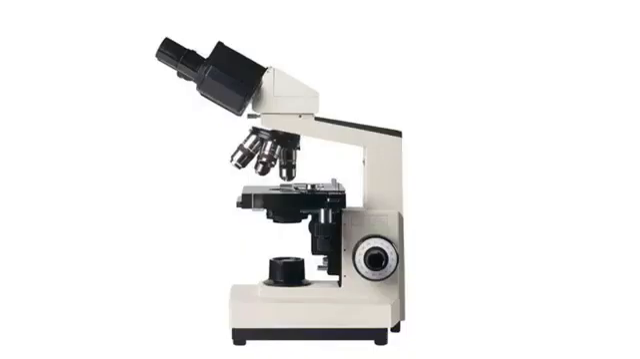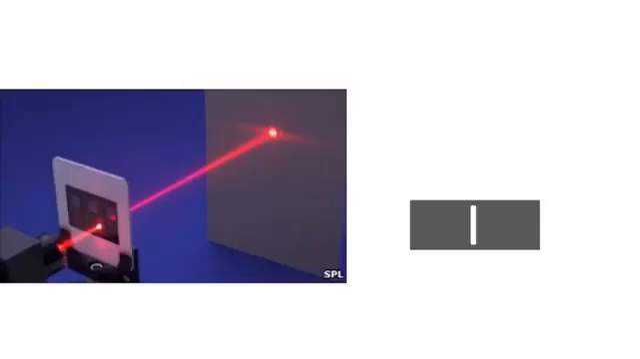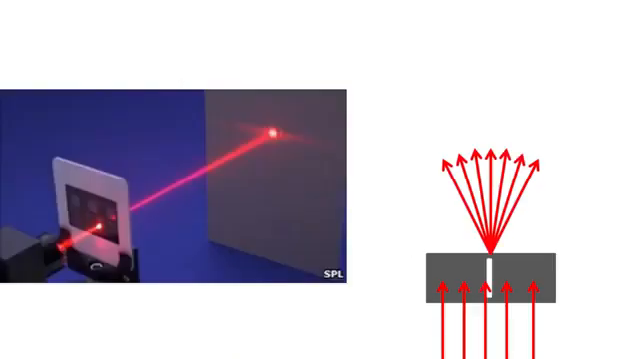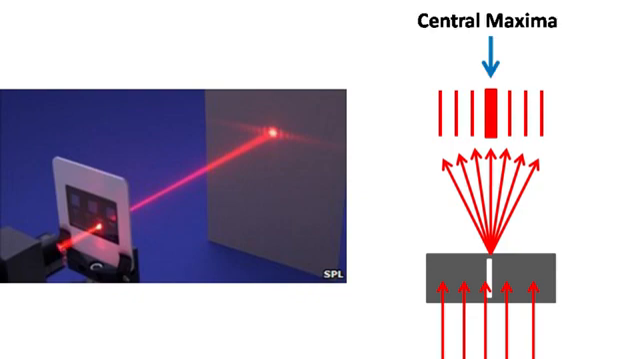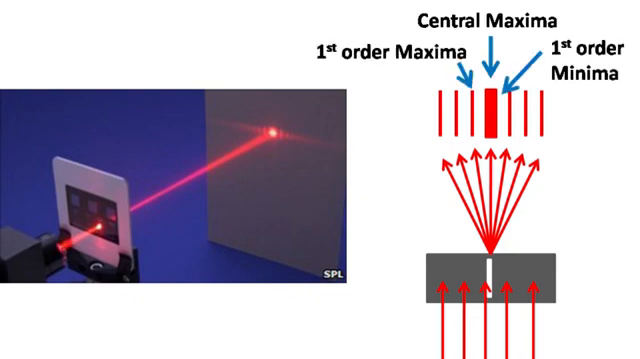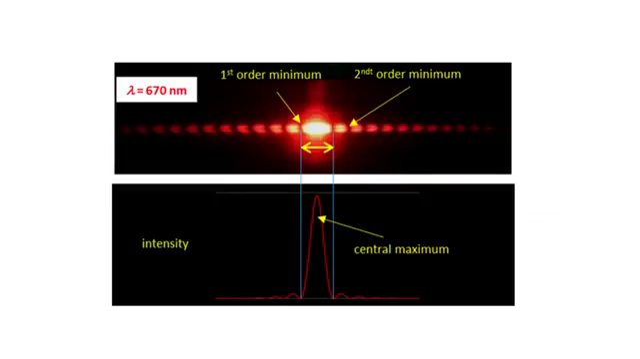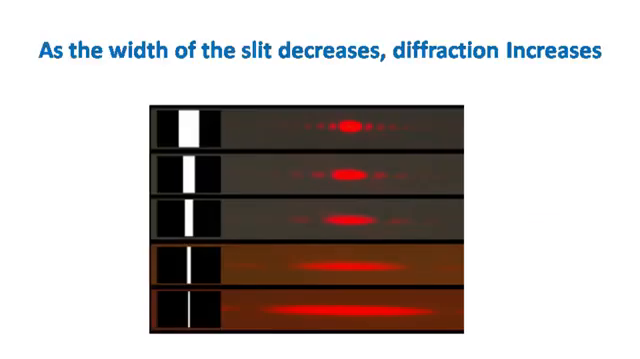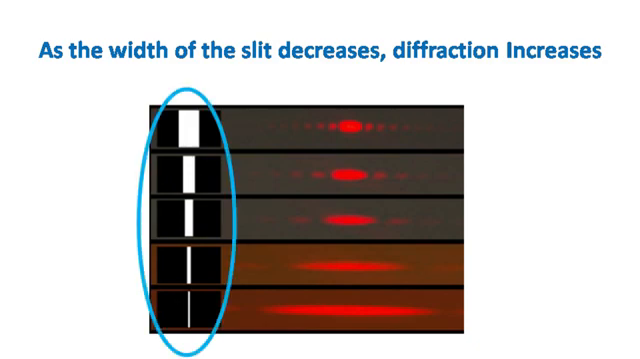In order to understand the phenomenon of resolution, we must try to understand how the image is formed by the microscope. If light is passed through a small slit, it gets diffracted. The diffraction results in the formation of dark and bright spots. It should be noted that as the width of the slit decreases, diffraction of light increases.